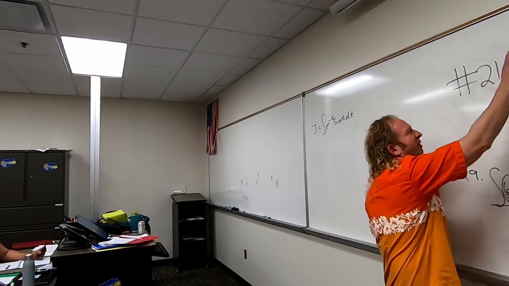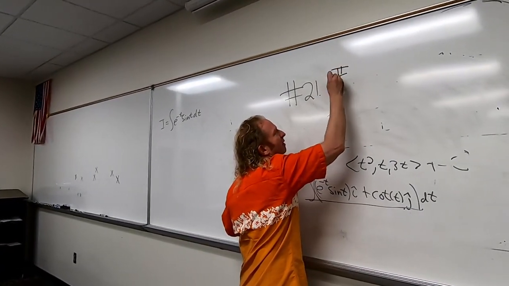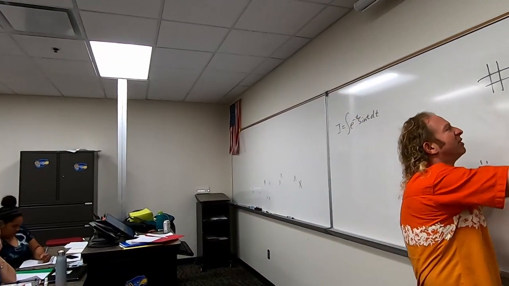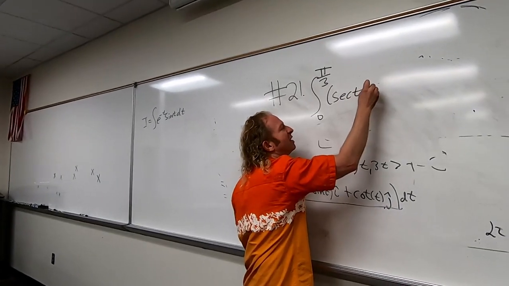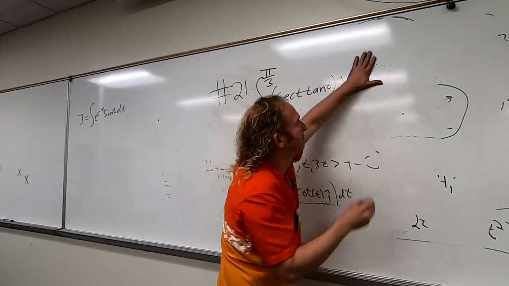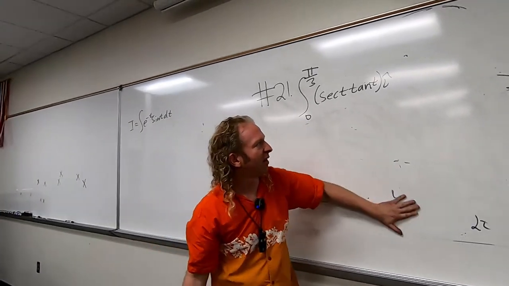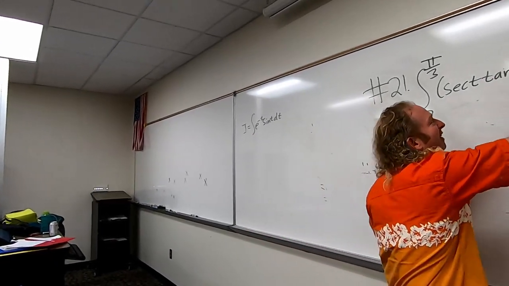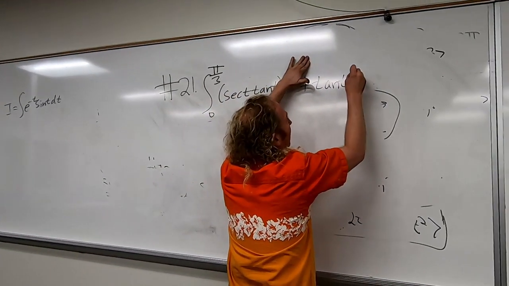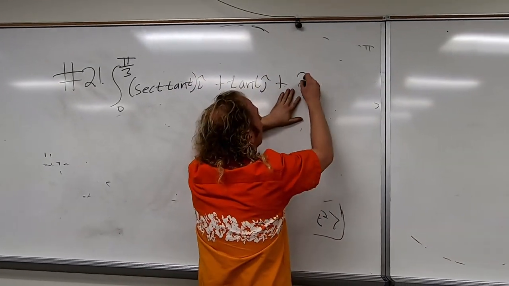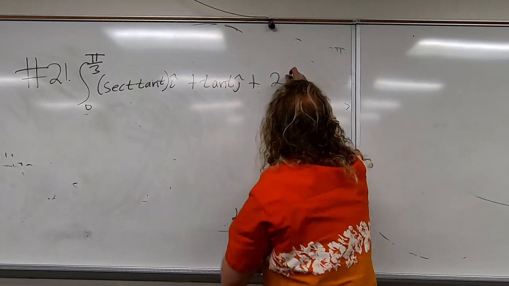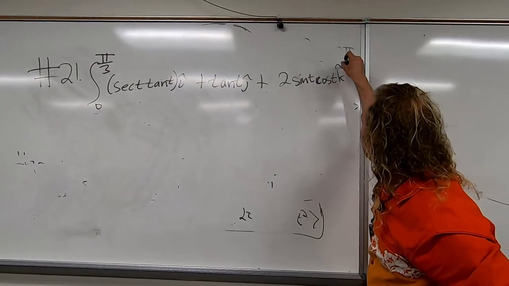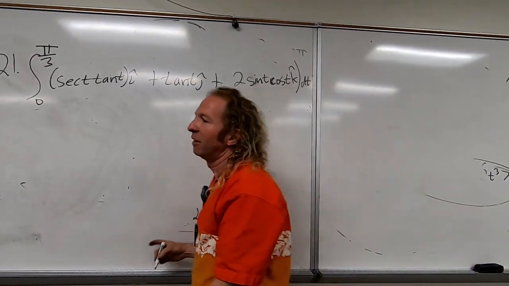So we're going from 0 to pi over 3. This is really easy to mess up. I don't want to lose points. And we have secant t tangent t i hat, and then tangent t j hat, plus 2 sine t cosine t k hat. And then dt? Yeah. Perfect. Okay. We're going to go through this really slowly.